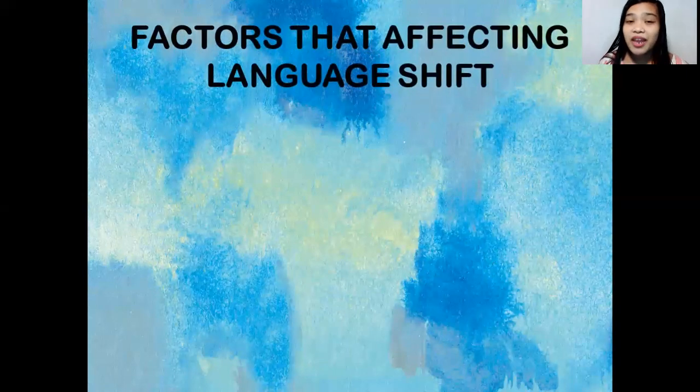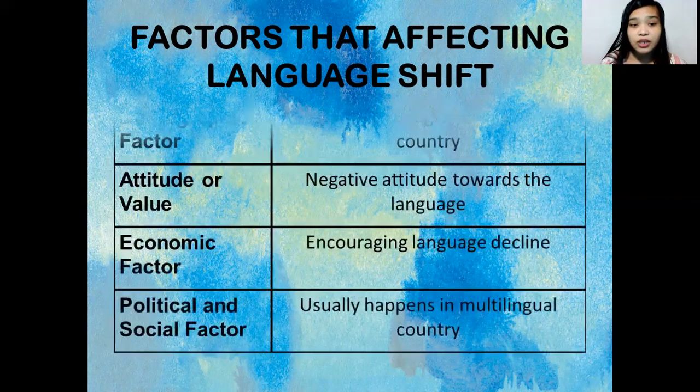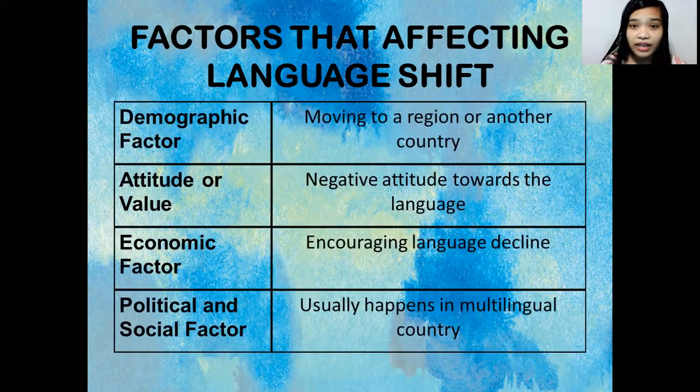So of course, if there is language shift, there are factors that affect language shift. These are the four factors that affect language shift. I hope you can see it on your screen. The first one is demographic. Second is attitude or value, then economic, and political and social factors.